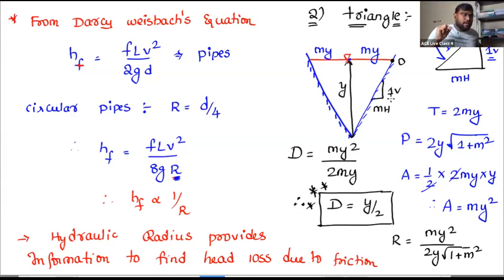So how have we started with the total velocity? I told you at a solid boundary velocity is 0. As the distance increases from the boundary, velocity is going to increase. Yes, sir. That's it.